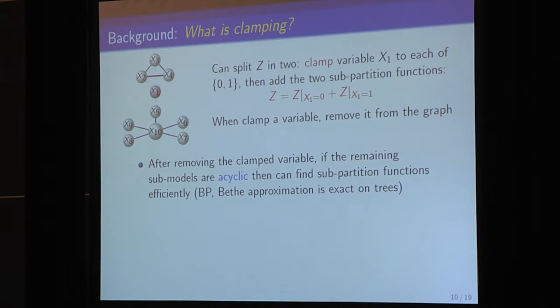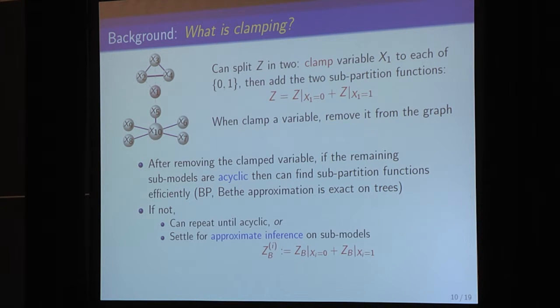Now, after removing the clamped variable, if the remaining submodels are acyclic, then we can find those subpartition functions efficiently. We can use belief propagation, or as we said before, the beta approximation is exact on models without cycles. What if it's not? Like in the example here at the top, you can see it's not quite acyclic. There are two things we could do. We could repeat this process, clamping and removing variables until the remaining model is acyclic, or we could settle for approximate inference on those submodels.